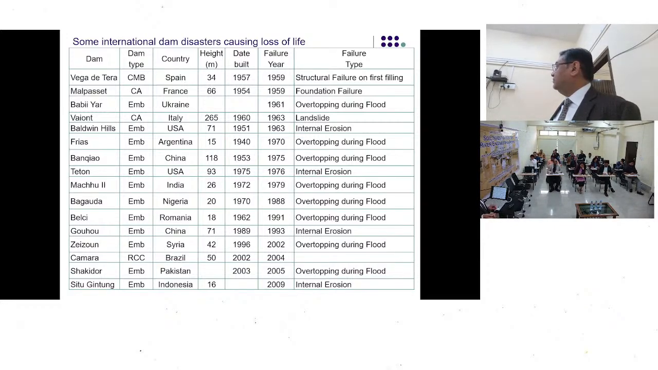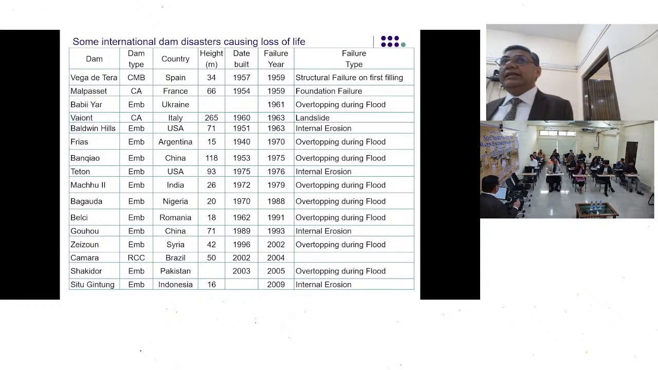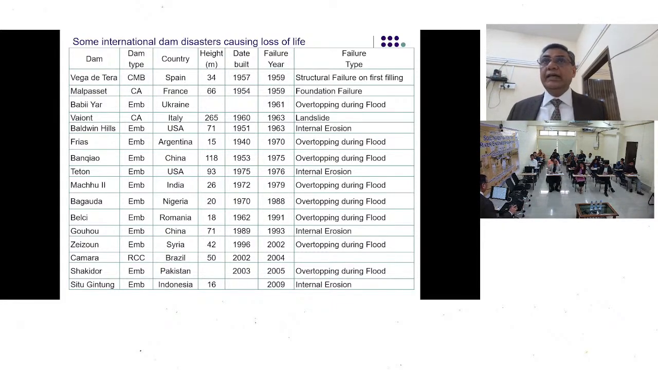Then this is a case of the Vajont Dam. Here actually the dam didn't fail. This has been taken as a classic failure case in international history. It was a double arch dam, and if possible, after our lecture, you just search it. It's really good to learn about how and what happened.